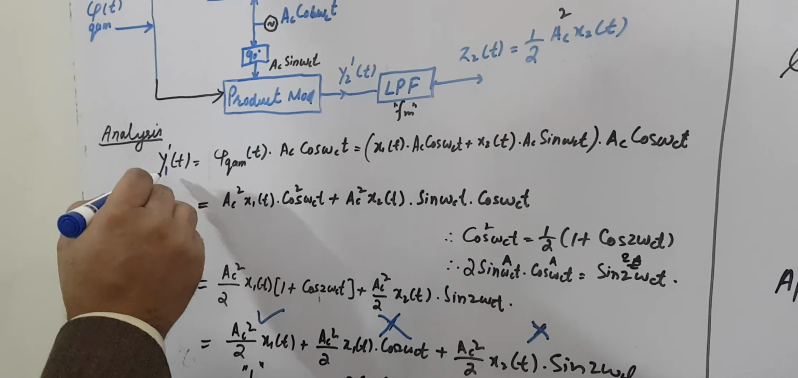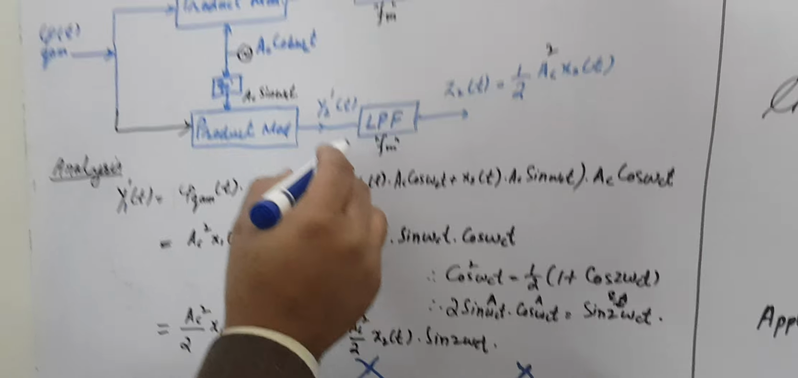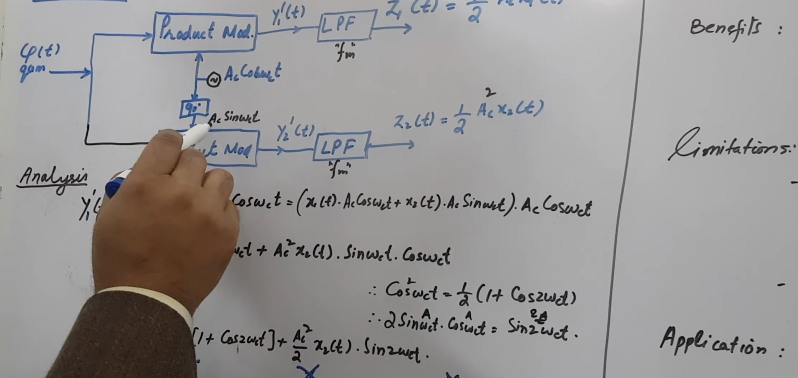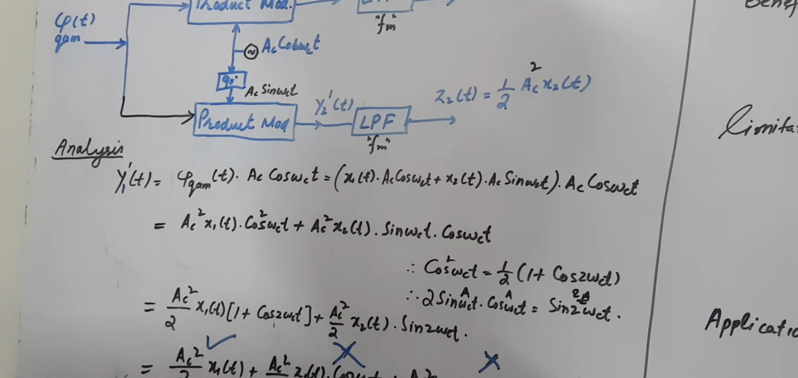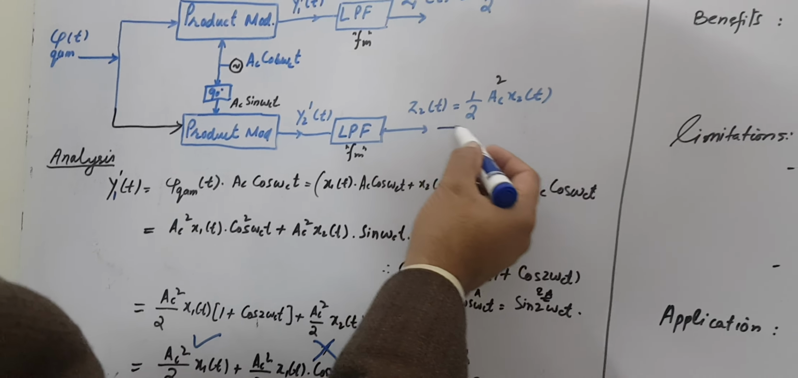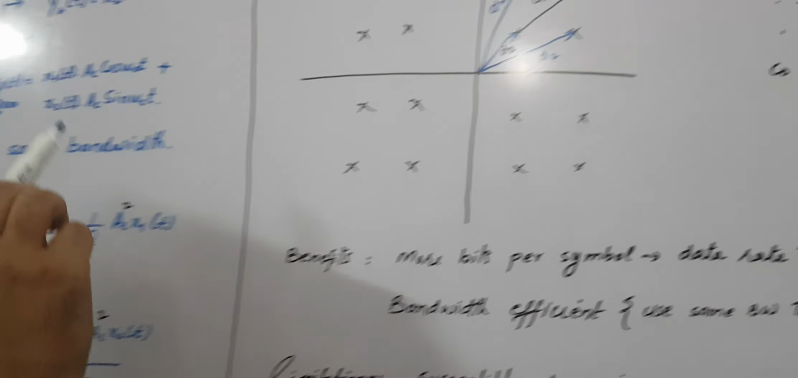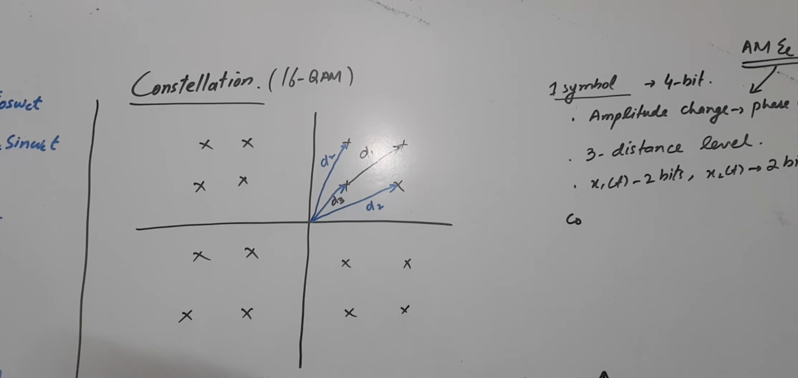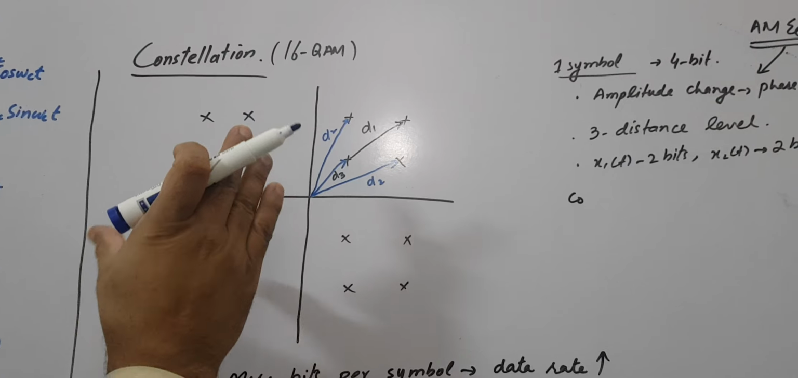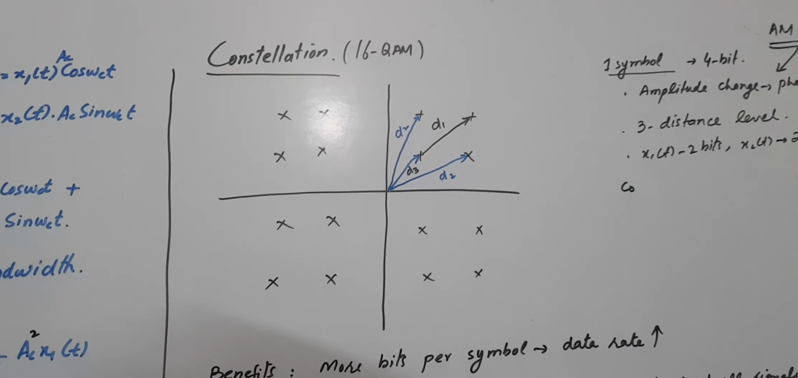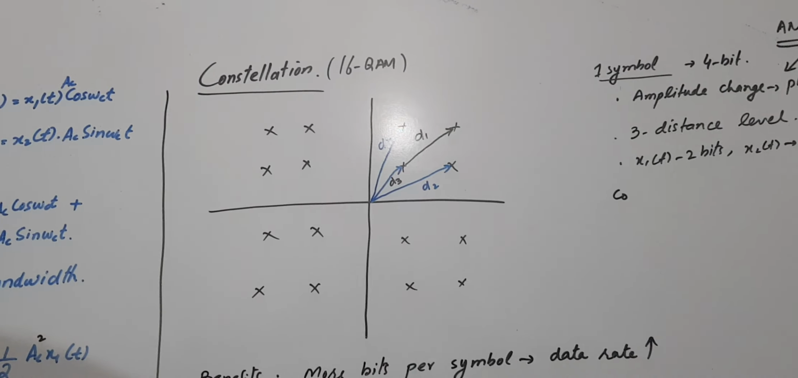For that one you can write Y2 bar(t) equals the product of the QAM and AC sin omega ct, and then I hope you will end up with this formula. So let's talk about the constellation diagram. We can have 4 QAM, but we are looking at 16 QAM so that we can better see the difference.